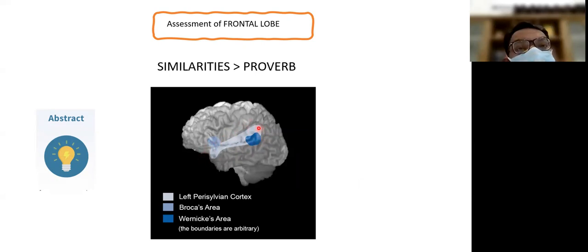So again, a very interesting, very simple test. You ask the patient to tell you what is the similarity between a chair and a table, or which category they belong to. Then the patient will tell you the answer, and when the patient tells us the answer, the left perisylvian cortex fires up.